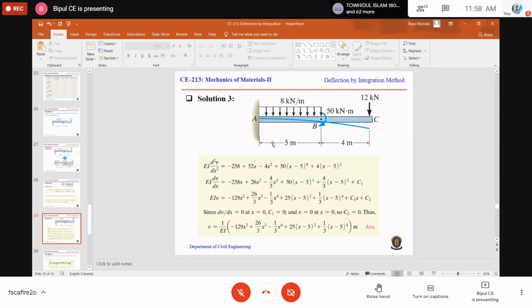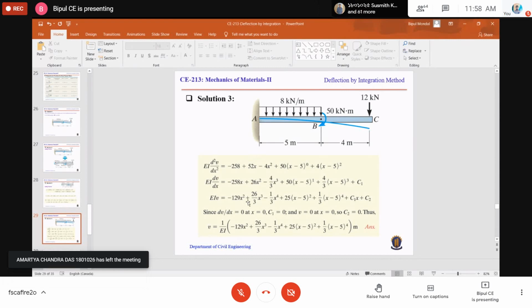So it has a fixed support. At this point the deflection is 0, and at this point the value of x is 0. Okay, so we can say when the value of x is 0, then deflection is 0.